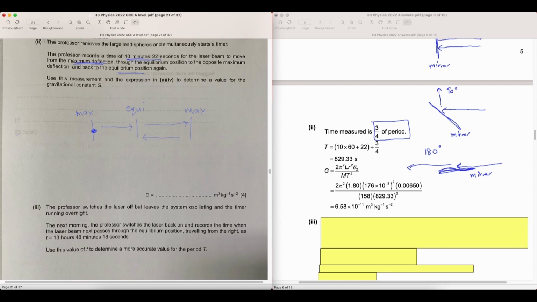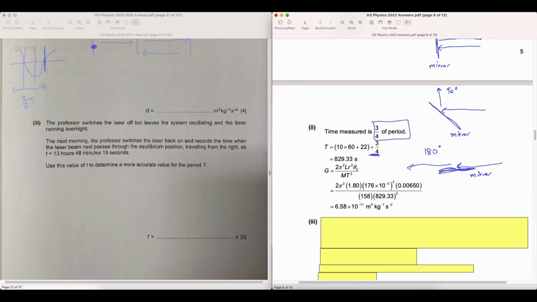If we plot the graph of position out, we'll see that it has only completed up to this point, which is 3/4 of the entire period T. Hence, it's important to divide by 3/4 to obtain the actual period for the oscillation. The good thing about this question is that if you obtain a funny value for G, then it tells you that your calculations are slightly off and you can go back and see where you went wrong.